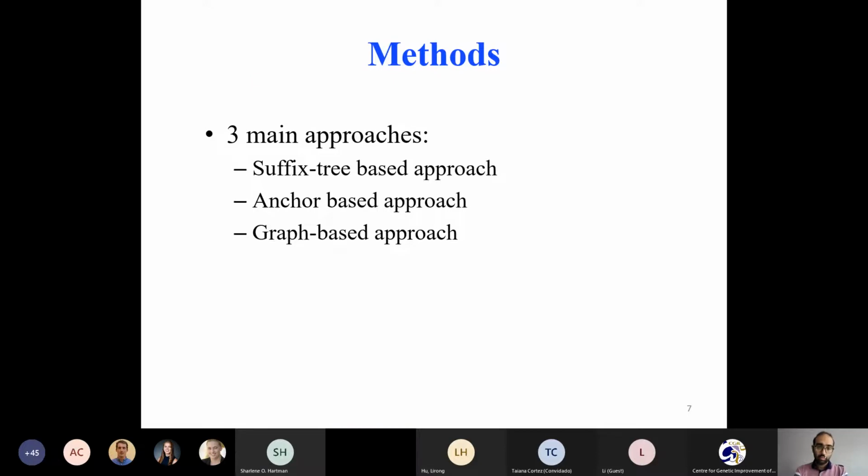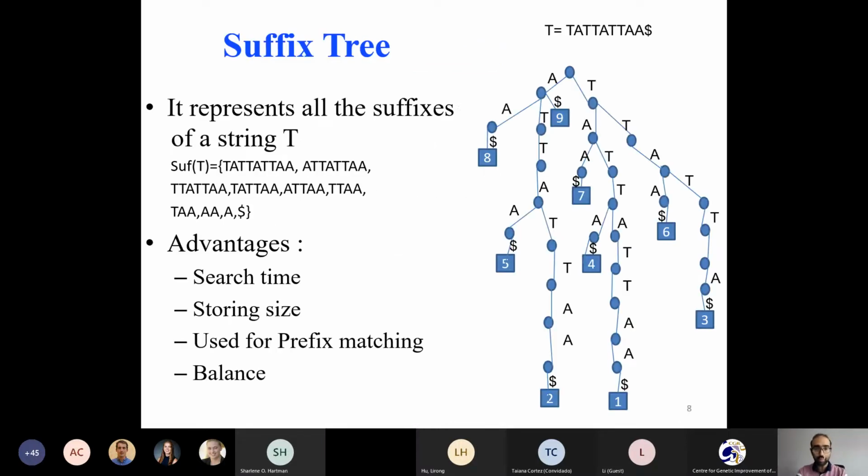For whole genome alignment, there are three main approaches. The first one is the suffix tree based approach. The second one is an anchor based approach. And the third one is a graph based approach. The first class is about suffix trees. A suffix tree represents all the suffixes of a string T. For the example that we have, it can be considered as shown here, with all the elements of the suffix tree.